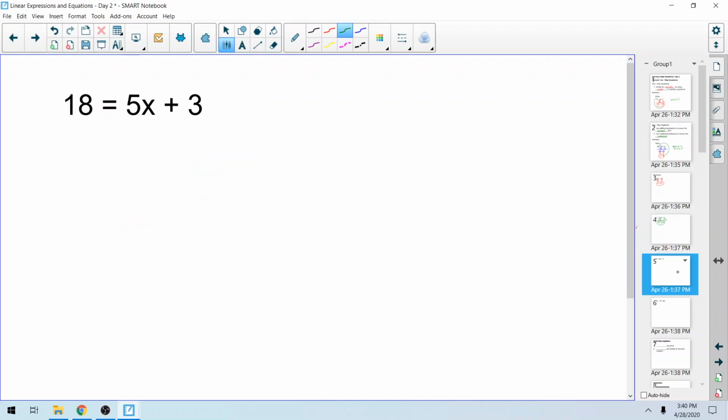Next one, 18 equals 5x plus 3. Now, notice on this one, the variable is on the other side of the equation. If that bothers you, just switch the equation. Write it as 5x plus 3 equals 18. It's the same thing, it doesn't matter.